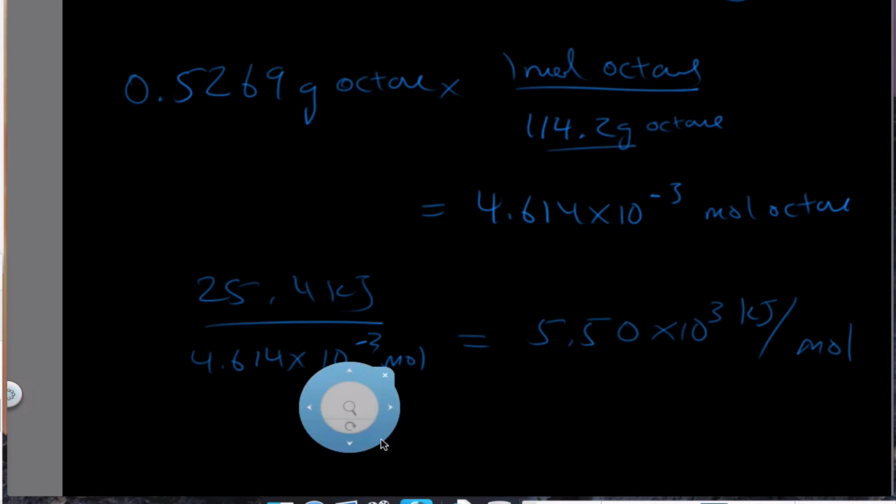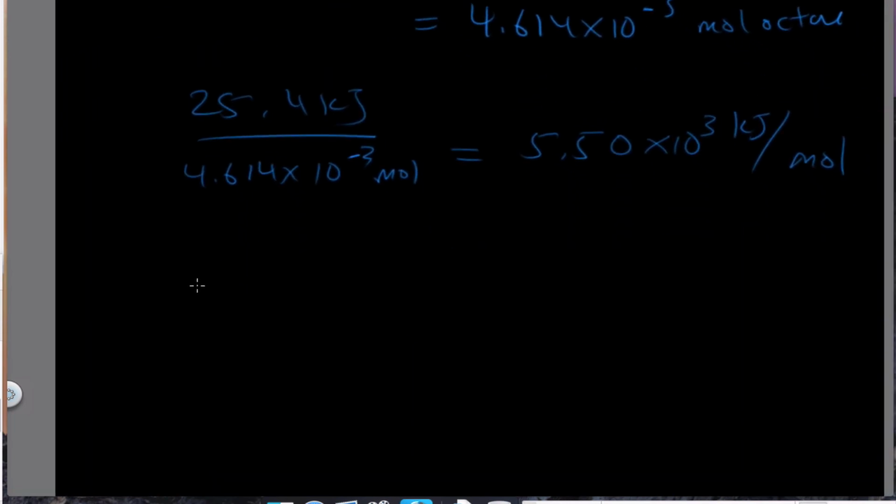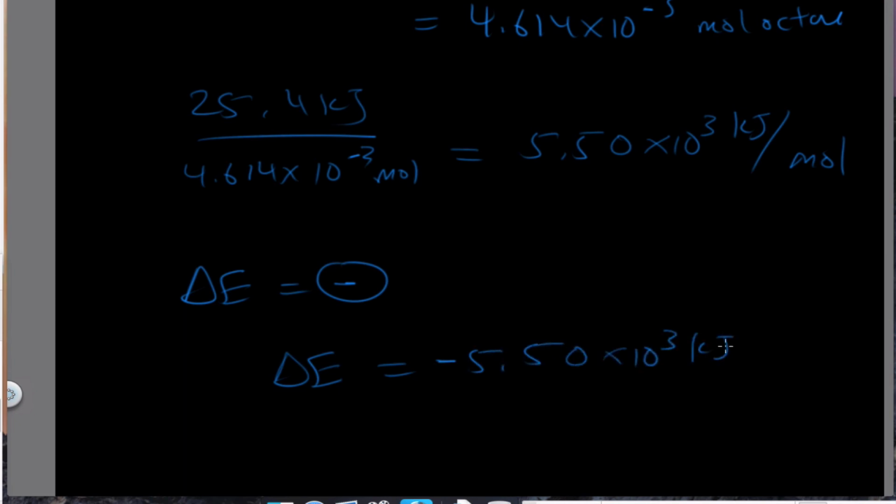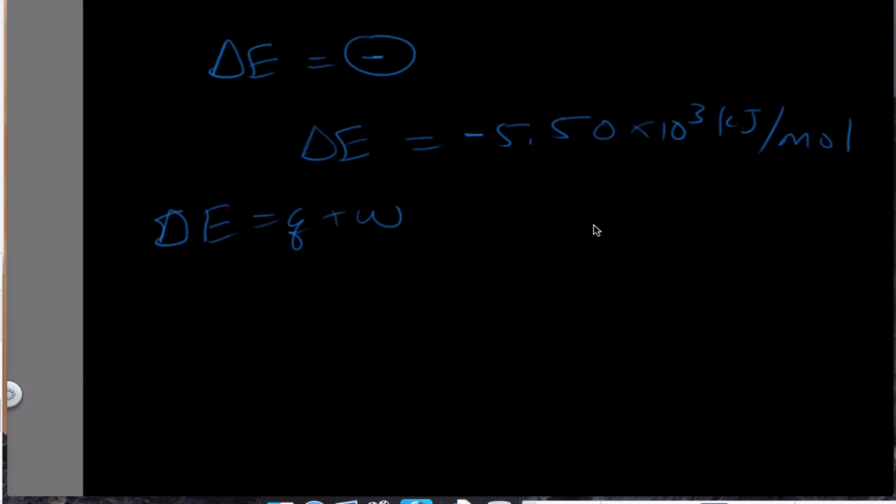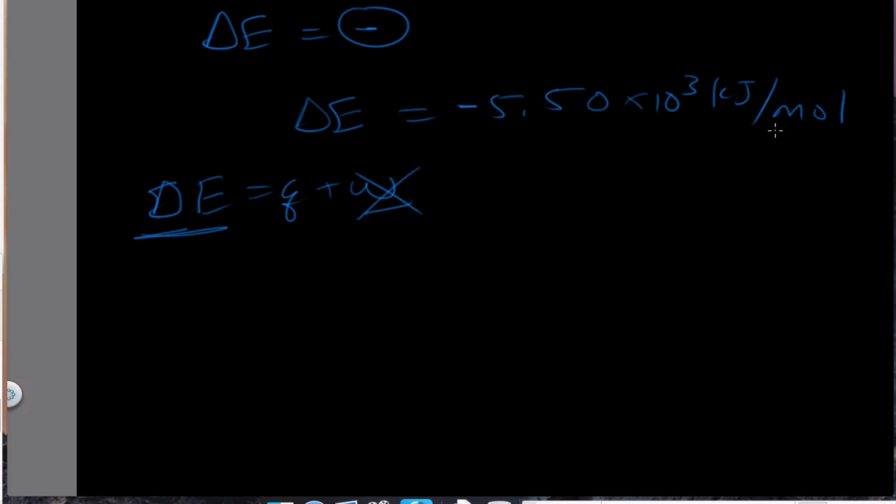And because the reaction is exothermic, delta E is going to be negative, right? So delta E is equal to negative 5.50 times 10 to the third kilojoules per mole. Okay? Because there's no work done, remember this is our equation, delta E is equal to Q plus W. Because we know no work is done, that means whatever change in E that we had is going to be the heat involved in this reaction. So Q then is also equal to this above value, negative 5.5 times 10 to the third kilojoules per mole.